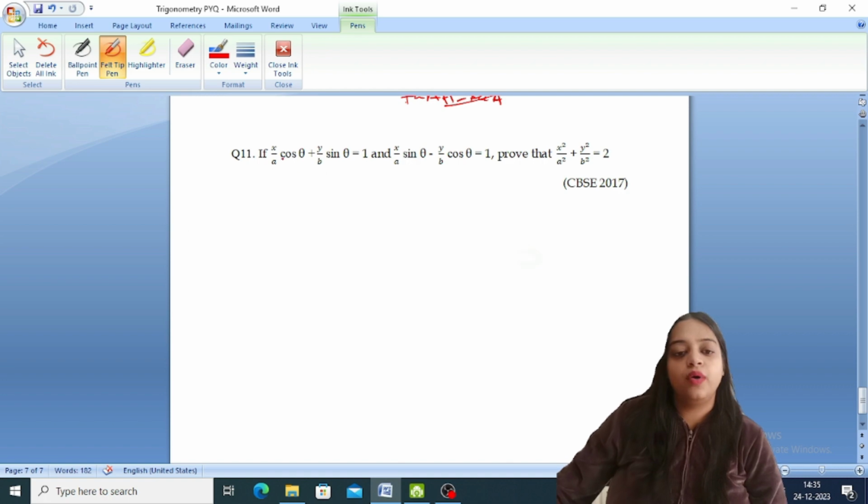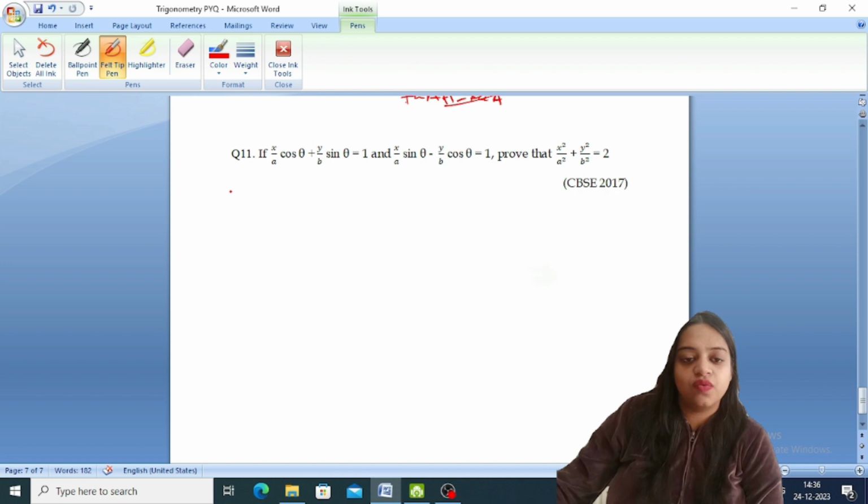So this is x upon a cos theta plus y upon b sin theta is 1, and x upon a sin theta minus y upon b cos theta is also 1. We have to prove this thing, x square upon a square plus y square upon b square equals to 2. So clearly if we observe that in proving we need square of these terms, x square a square, and here what is given is x upon a only, so obviously we are going to do squaring. Fine. So we'll start with squaring both the equations and then adding.